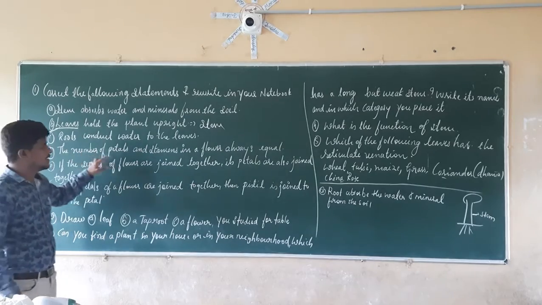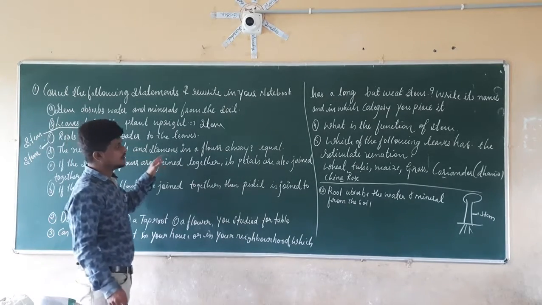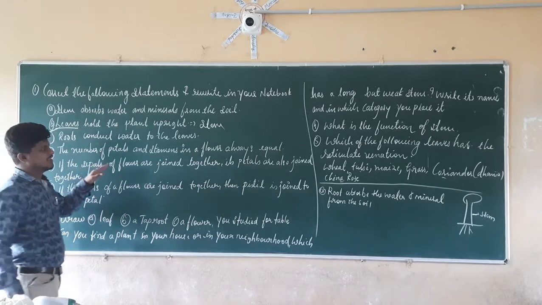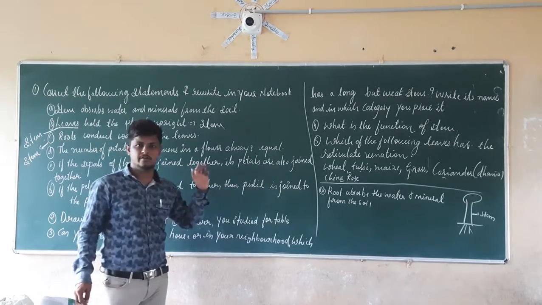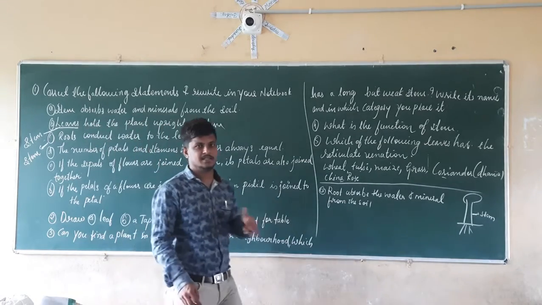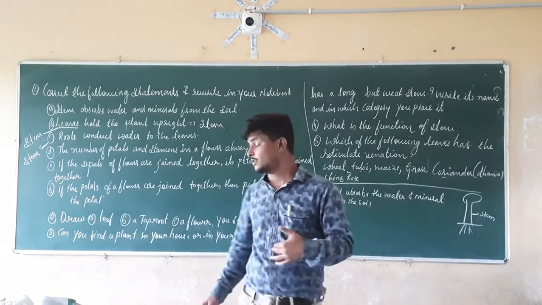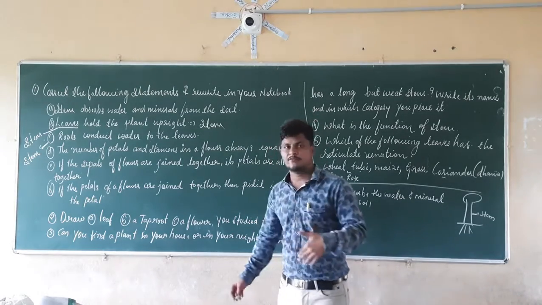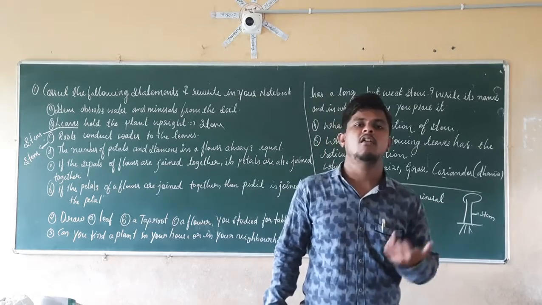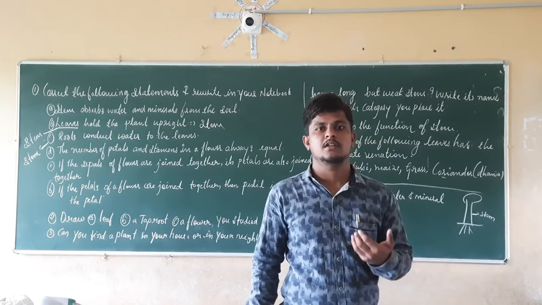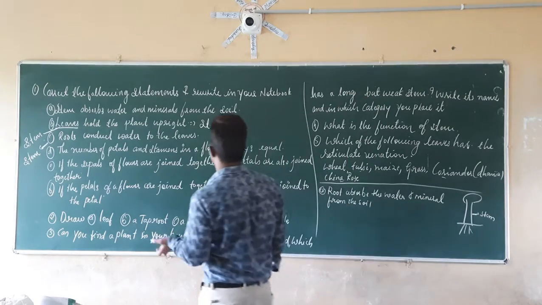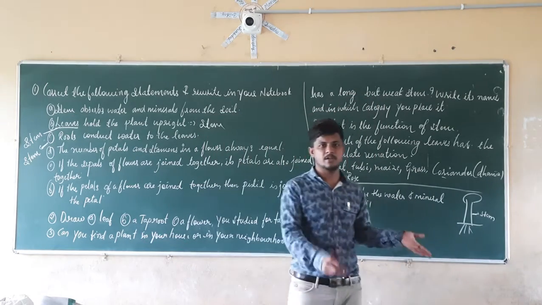The number of petals and stamens in a flower are always equal. It is not possible that the number of petals and stamens in a flower are always equal. Sometimes they are equal, but they are not always equal. So instead of always we need another word, so that sometimes it will be equal.